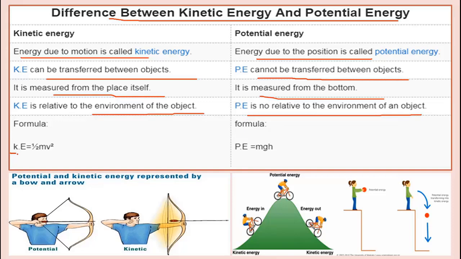We can calculate the kinetic energy of a body with the formula half mv squared, whereas we can calculate the potential energy of a body with the formula mgh. Here you can see two examples where the kinetic and potential energies are coming together or correlated.